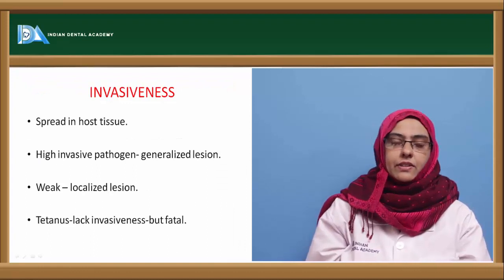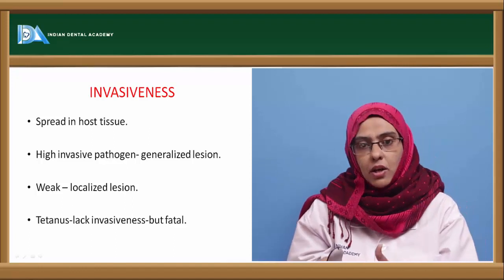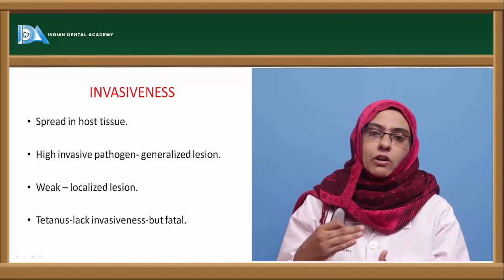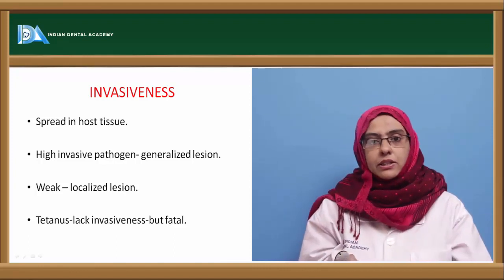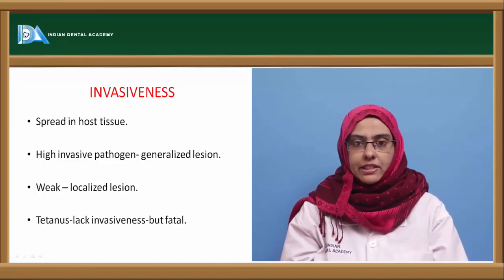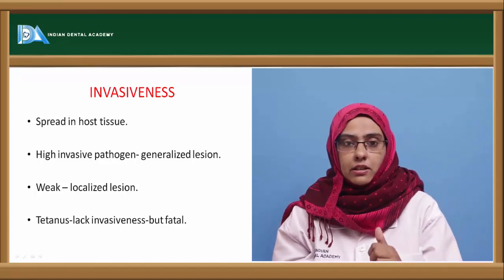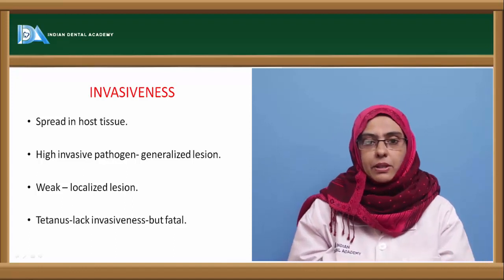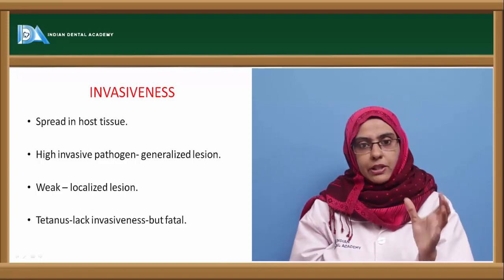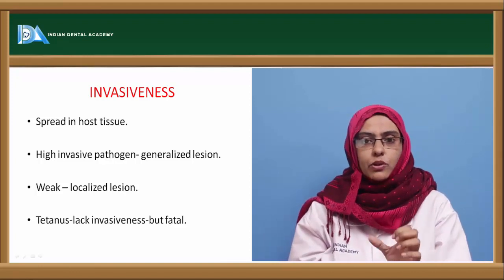Now next is invasiveness. Invasiveness is the ability of the organism to spread inside the host. That is, once it gets attached to the host, it can multiply and will also have the ability to move to other parts of the body of the host. That is, the ability to spread in the host tissue is called invasiveness. So here you can classify the organism based upon how invasive it is, how well it can spread within a particular host. So depending on that, you can classify it as a highly invasive pathogen, which usually produces generalized lesions, and a weakly invasive pathogen that produces only localized lesions.